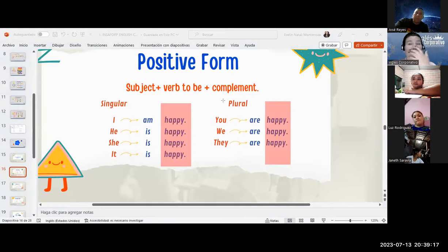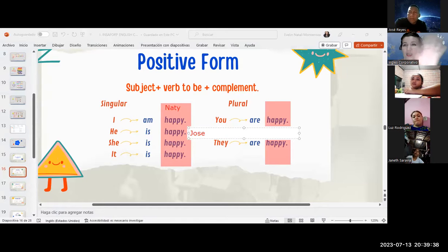I am happy. But what about the names? You can use the name here and you can say, I am Nati. Okay. I am Nati. Yo soy Nati. He is Jose, you can say. Here. He is Jose. Okay. You can use it with a name. Aquí omitamos el adjetivo que tenemos de ejemplo, pero podemos ocupar también un nombre. You say, he is Jose. Right? And here you have a sentence with the verb to be. In the next one, you can say, okay, I am Nati.